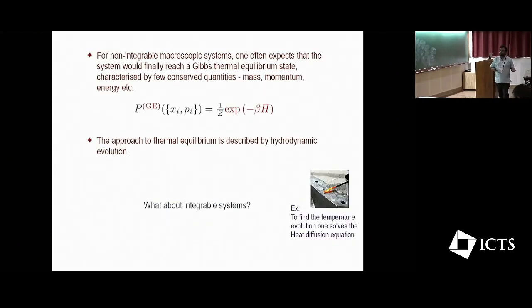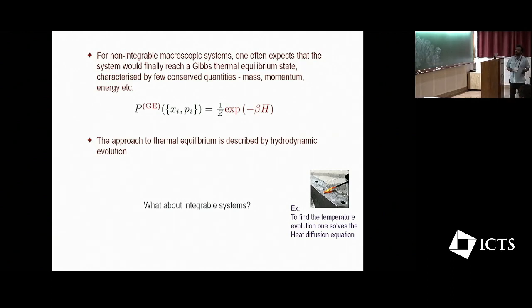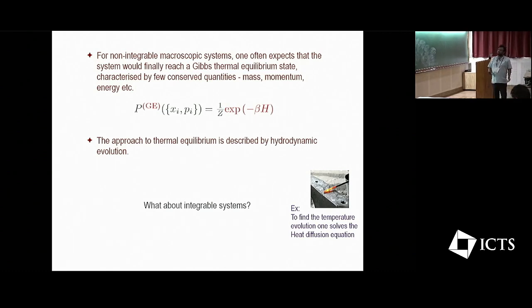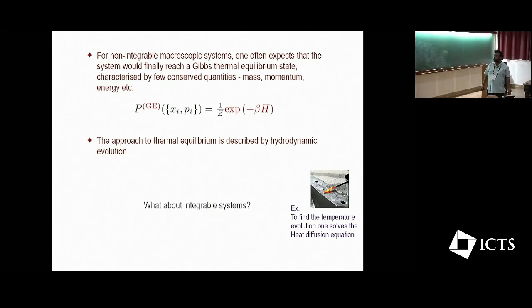Such a question in the context of non-integrable macroscopic systems one can answer, and in such systems one often expects that the final state would be a Gibbs thermal equilibrium state, which is characterized by a few conserved quantities like mass, momentum, and energy. We all know the form of this is the simplest form that you can write, and the approach to this state can be described by hydrodynamics. For example, to find out the evolution of the temperature profile in such a scenario, one solves the heat diffusion equation.